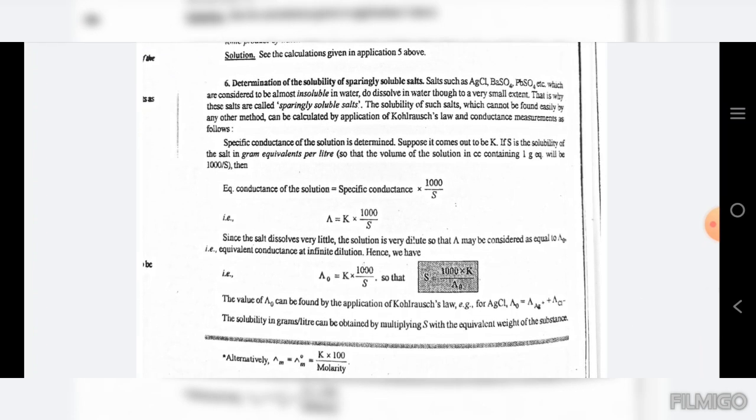Determination of the solubility of sparingly soluble salts. Salts such as AgCl, BaSO4, PbSO4, etc., which are considered to be almost insoluble in water, do dissolve in water to a very small extent. This is why these salts are called sparingly soluble salts.